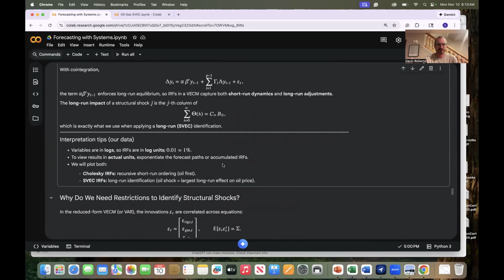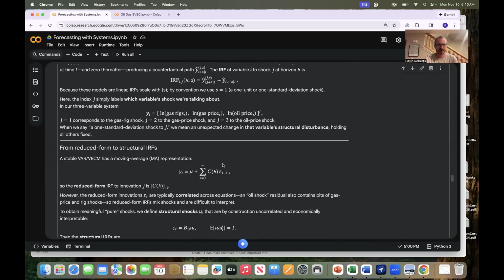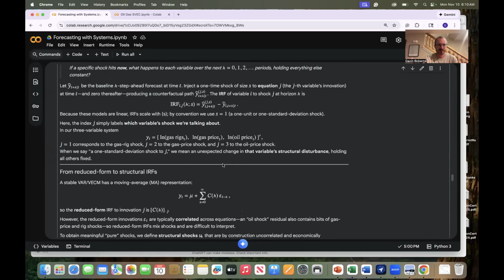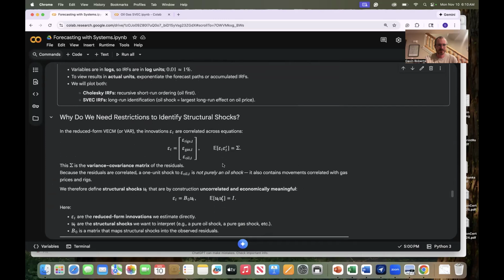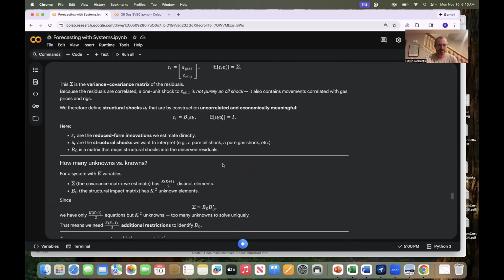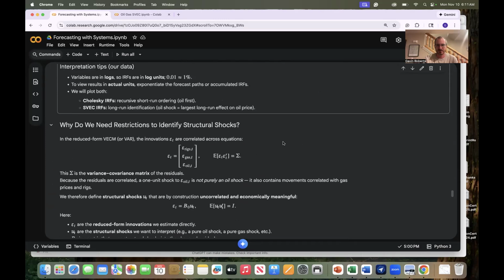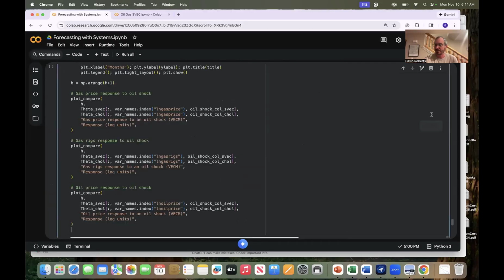Did I accidentally put this in twice? I thought it says... Okay, that says why do we need restrictions? Why do we need restrictions? Okay, yes, this is in here twice. So I'm going to delete this.